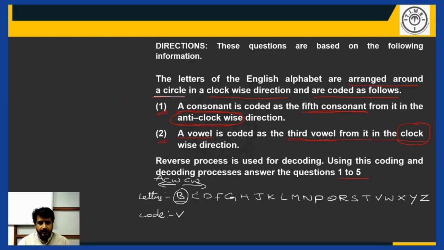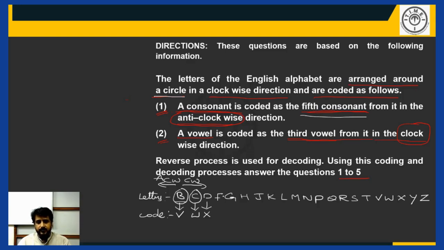Now we need to find out the code for C. Anti-clockwise direction. C is also a consonant. Fifth consonant from it in anti-clockwise direction. So from C, anti-clockwise, the first letter is B, second Z, third Y, fourth X, fifth W. So C is W. From D, the fifth letter in anti-clockwise: first is C, second B, third Z, fourth Y, fifth X. So B is coded as V, C is coded as W, D is coded as X.